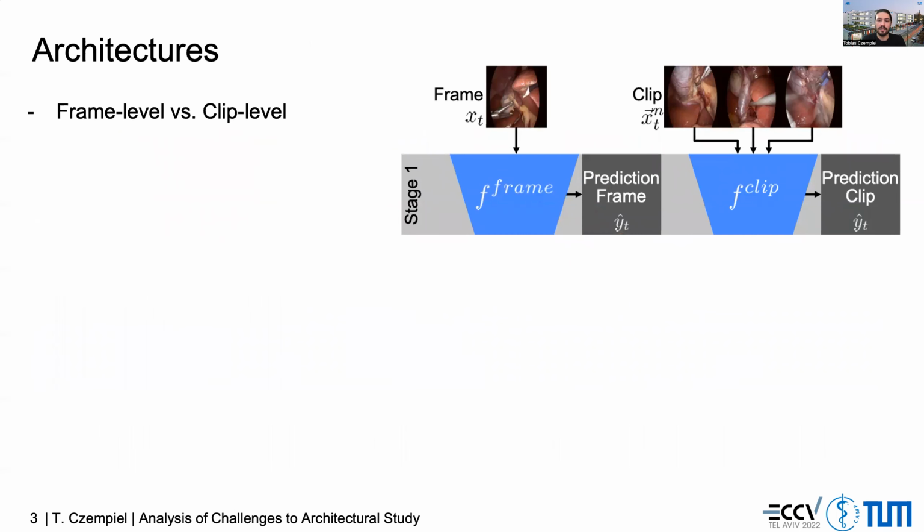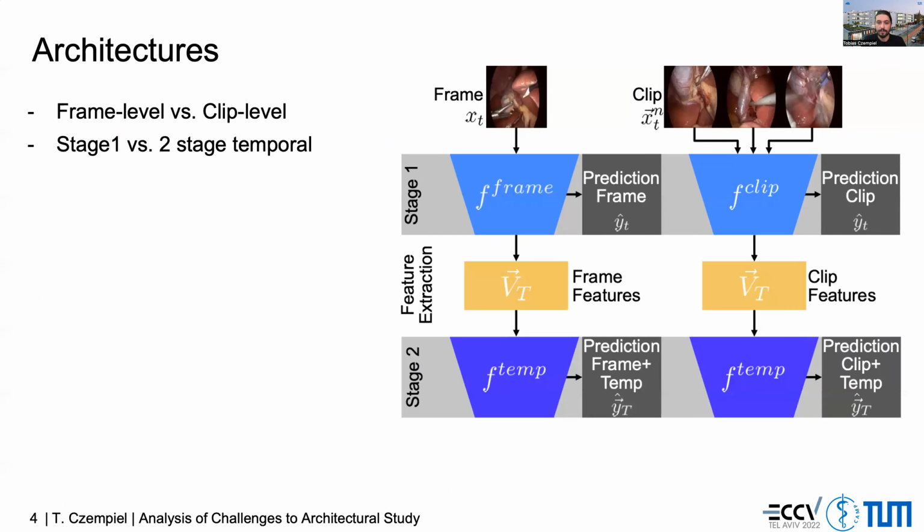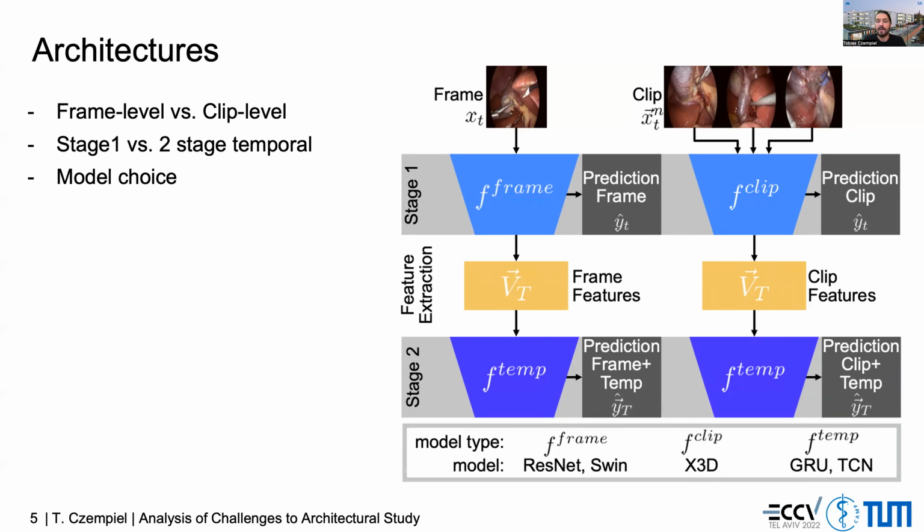For the automatic prediction of the surgical workflow for each time step, there are different architectural choices one has to think about. Frame level methods only take into consideration a single time step for the prediction of the current surgical phase, while clip level methods use multiple frames, basically the local temporal context, for the prediction. Additionally, one can extend these architectures with a second temporal stage to better reason about the long temporal correspondences for surgical workflow recognition. Finally, different model types can be used for the different architectural choices.